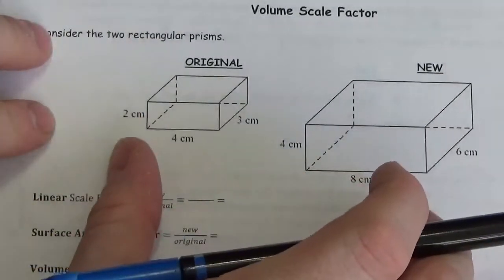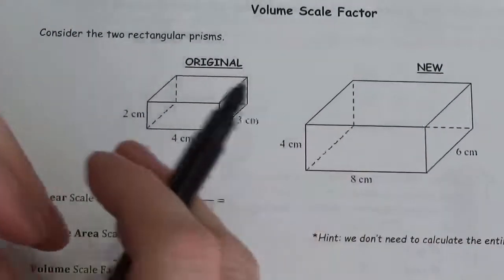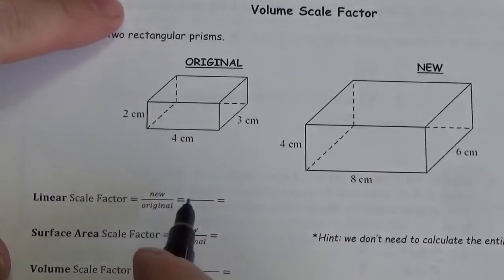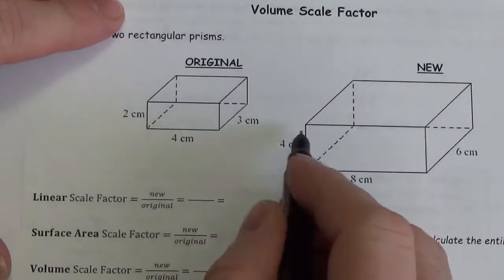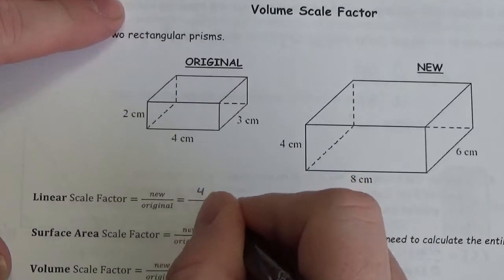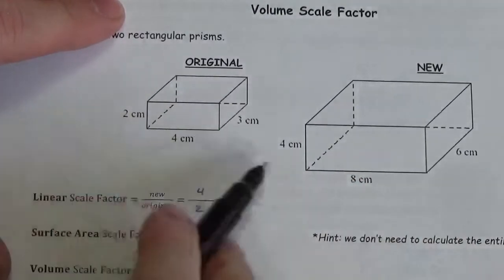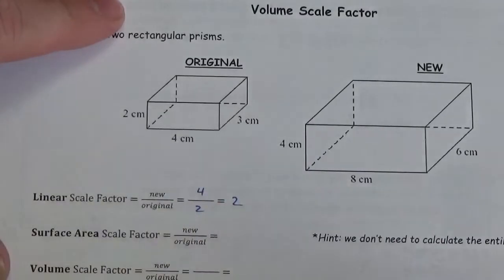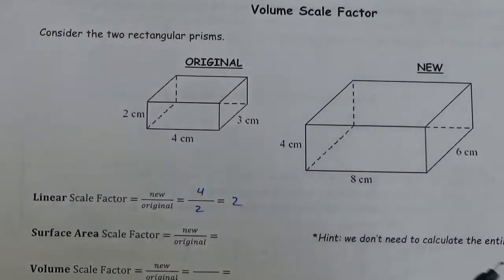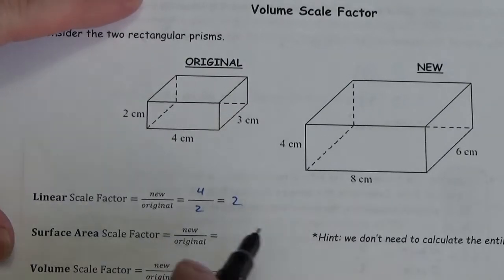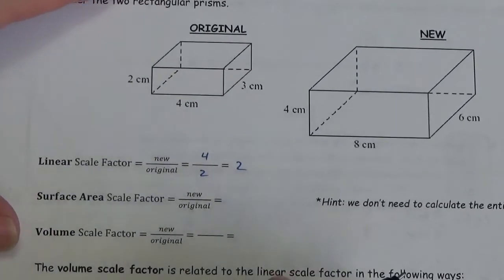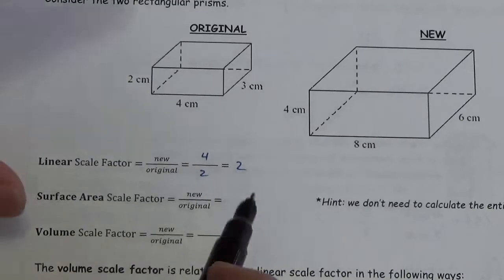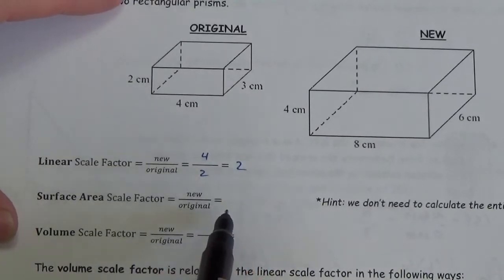We're going to assume that these are expanded or enlarged by the same amount. So we'll take our new height compared to our old height. That's going to be 4 divided by 2. So in terms of the linear scale factor, to go from here to here, we multiplied by 2. Now the area scale factor, we already know that's going to be the square of that.